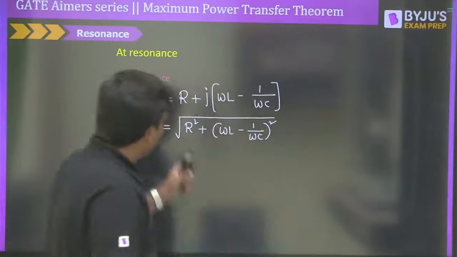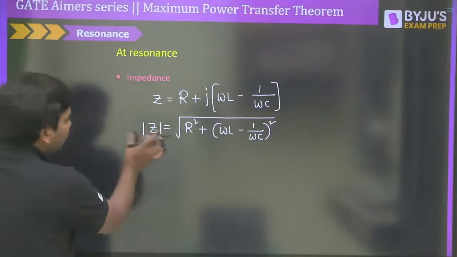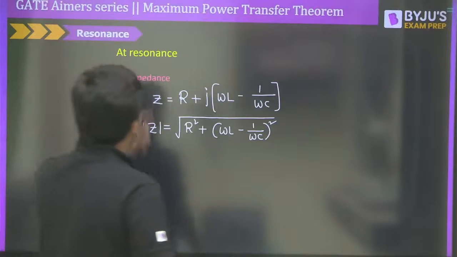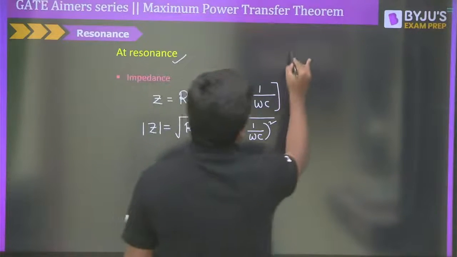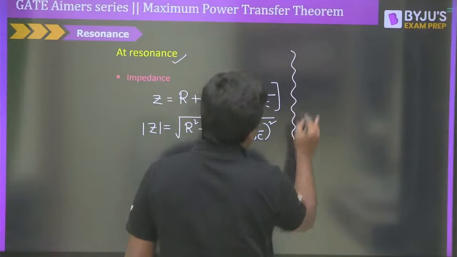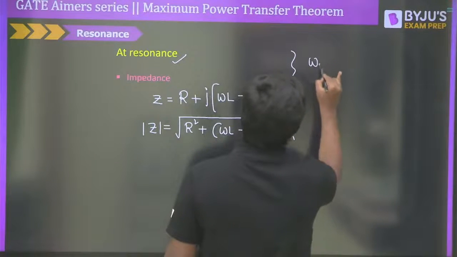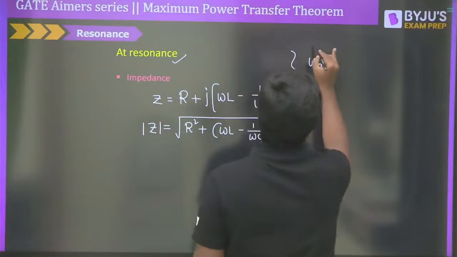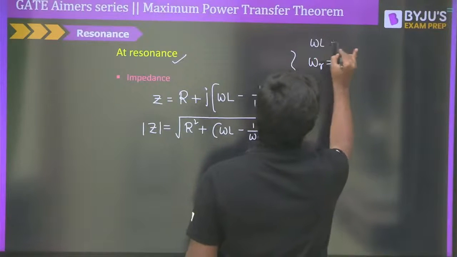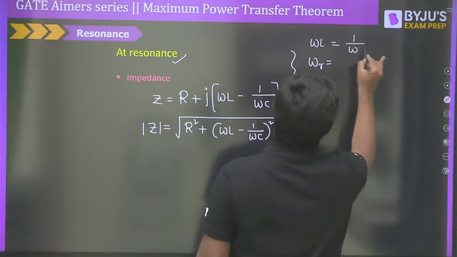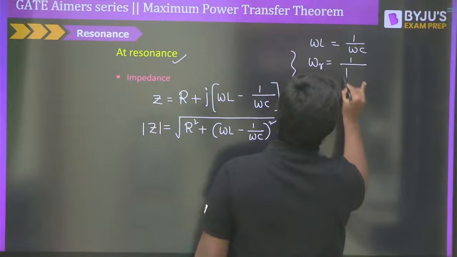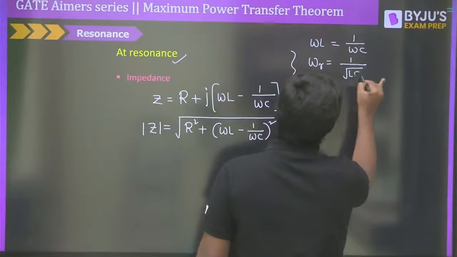Okay. So now this is the modulus, that means the magnitude of the impedance. Now as I said, at resonance what is going to happen? At resonance, omega L and 1 by omega C are both the same here, and omega r is equal to 1 divided by under root of LC, right?